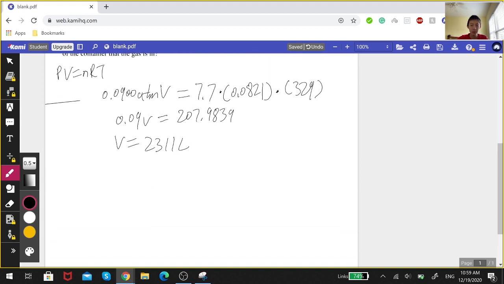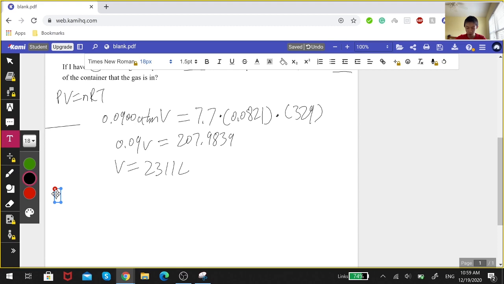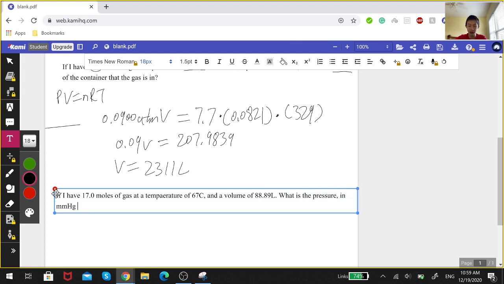Second problem. If I have 17.0 moles of gas at a temperature of 67 degrees Celsius and a volume of 88.89 liters, what is the pressure in mmHg of the gas?